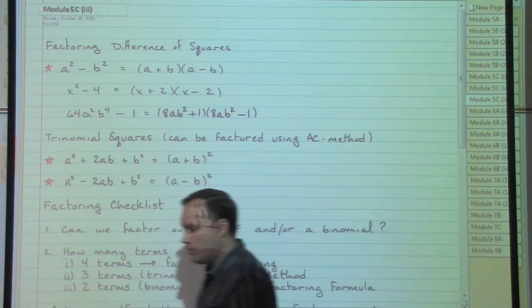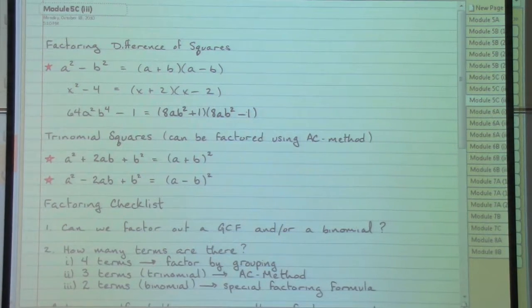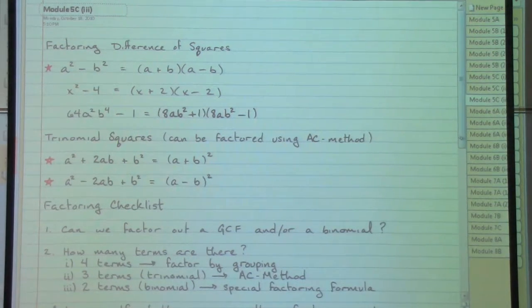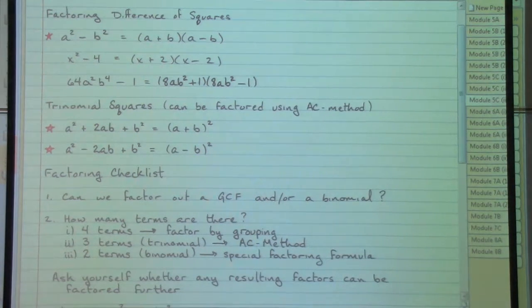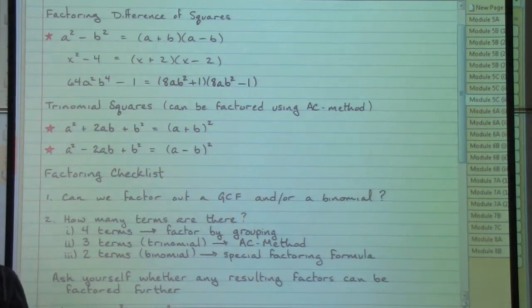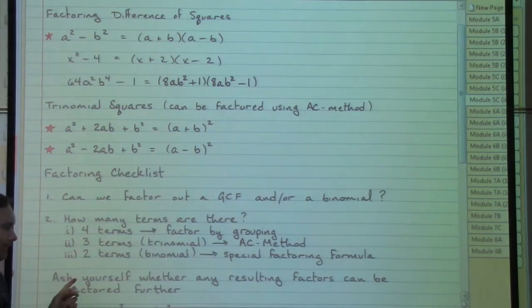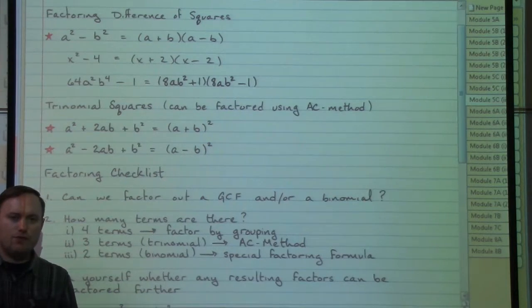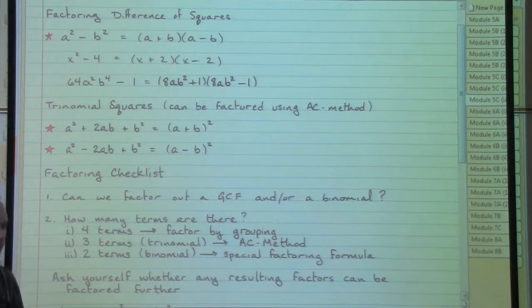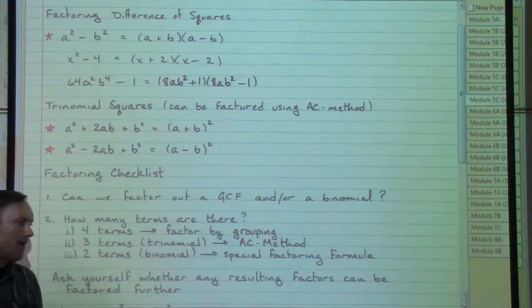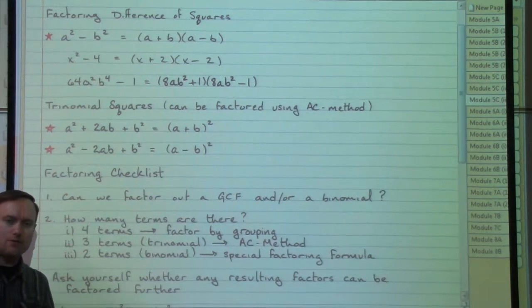There's one other issue to remember. Just to make sure that you don't stop your factoring too soon, make sure that you ask yourself whether any of the things that you've come up with can be factored more. You don't want to stop too soon. As always, you don't want to go too far either. You need to find that just right sweet spot where you've got everything factored as much as possible.